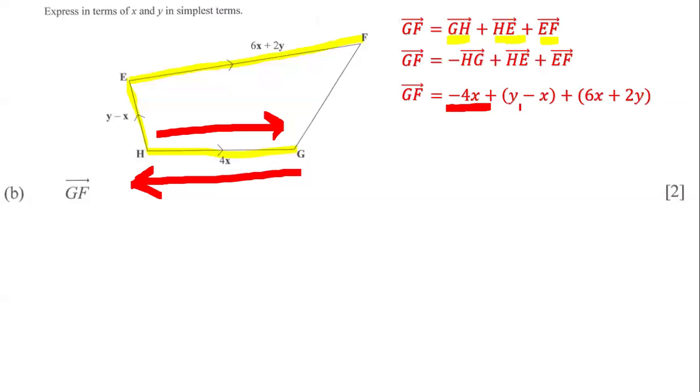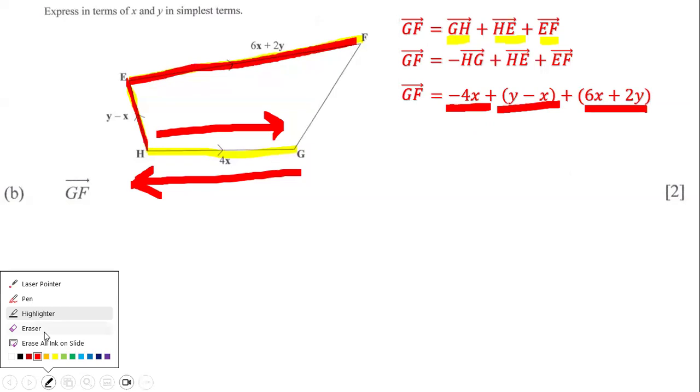Next, we have HE. So HE, we're going in that direction. So HE is going to be y minus x, and so that's good. And then we have EF, and EF is simply 6x plus 2y. Okay, now we have our expression. We can simplify now.